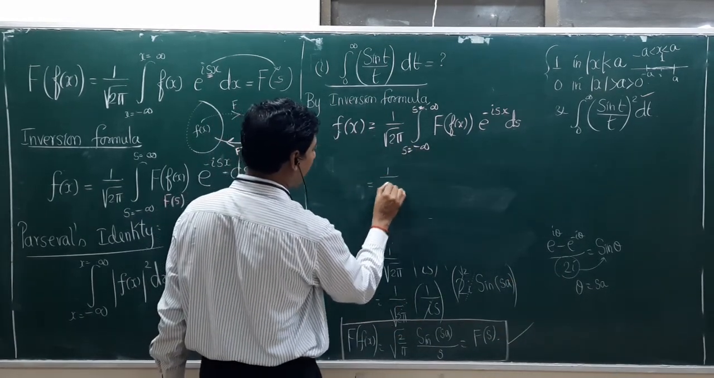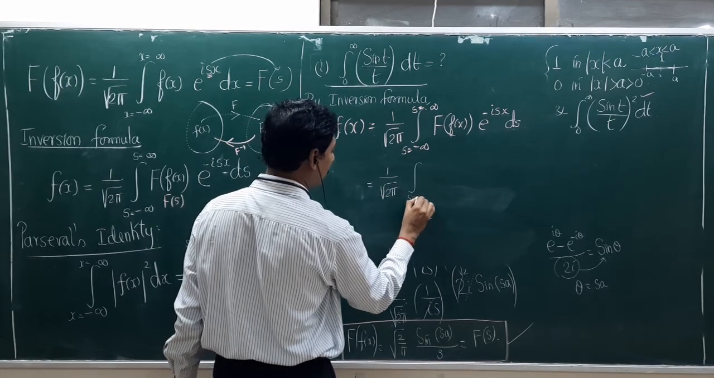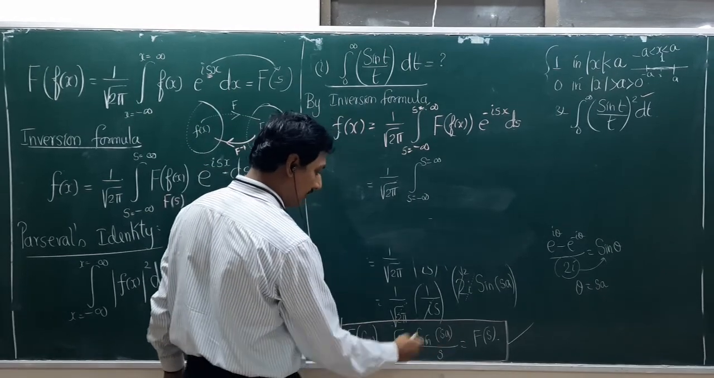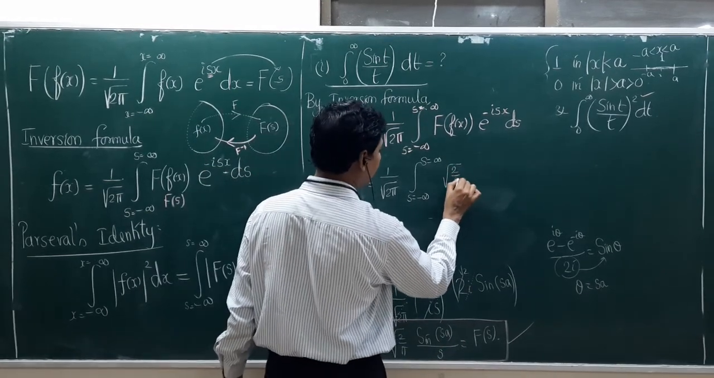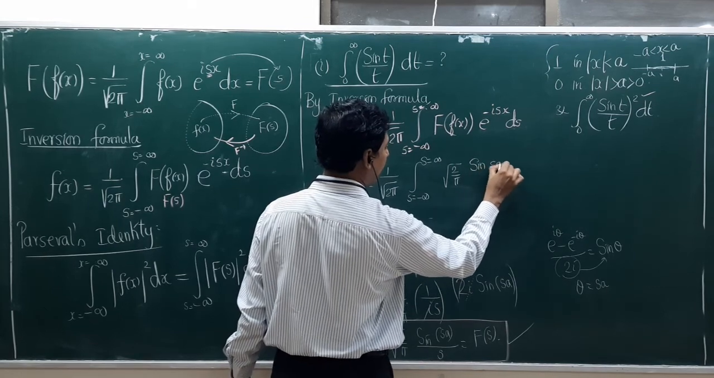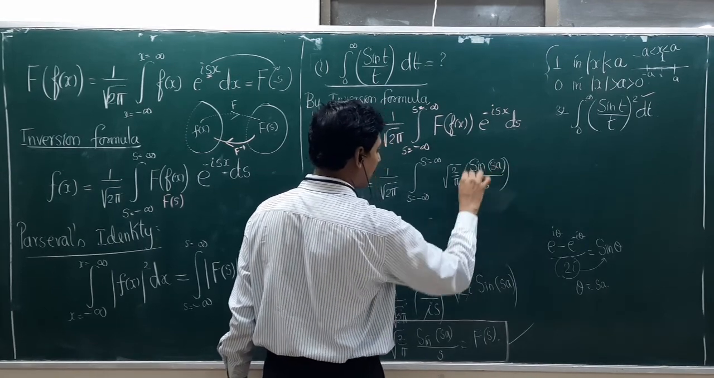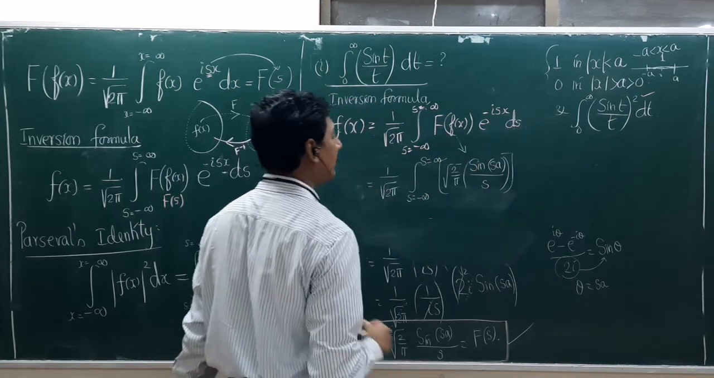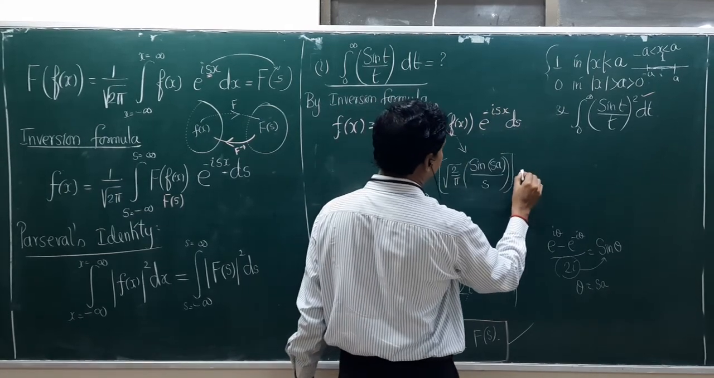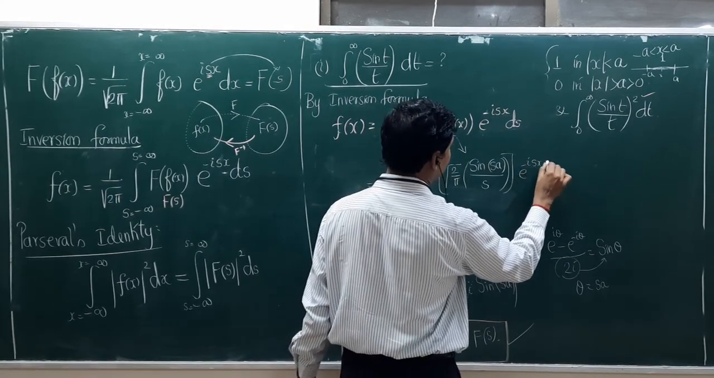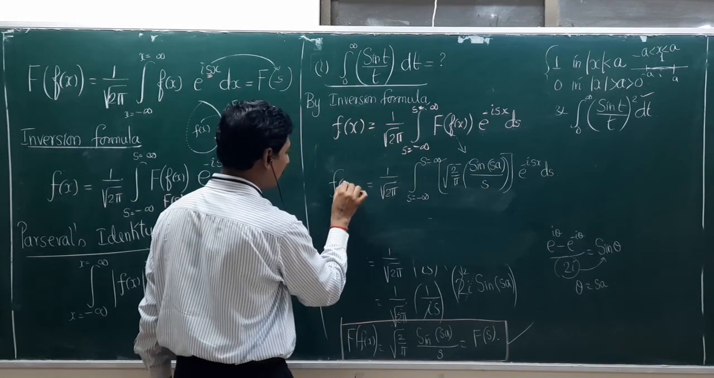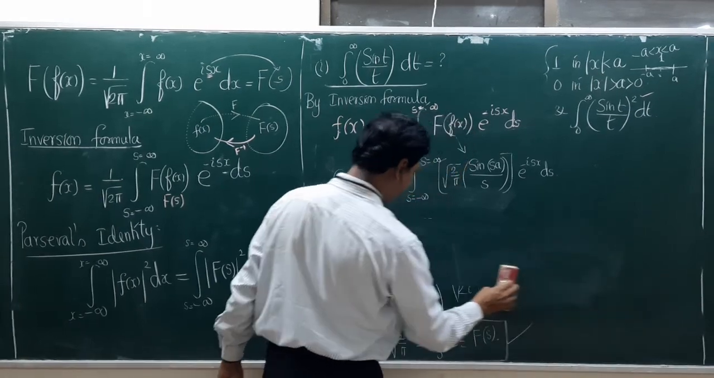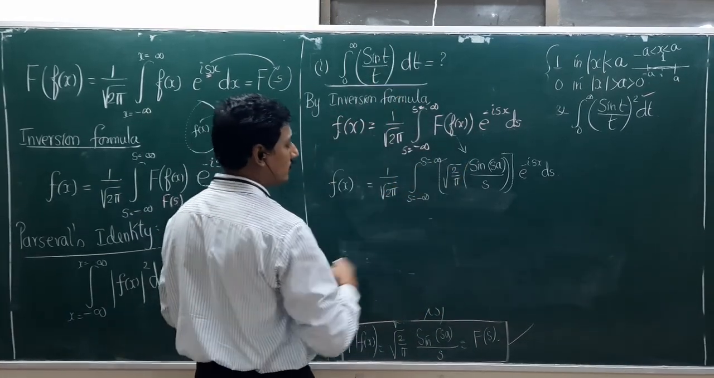It is equal to 1 by square root of 2 pi, integral s equal to minus infinity to s equal to plus infinity, and the Fourier transform of f of x is square root of 2 by pi, sin sa by s. So this is exactly the Fourier transform of f of x. The left hand side is f of x only, into e to the power minus isx into ds. But I need only the term sin t by t.